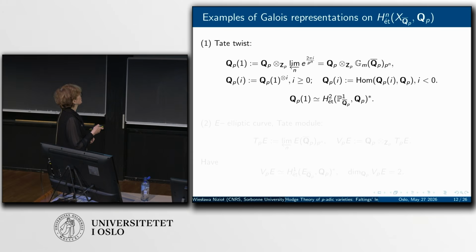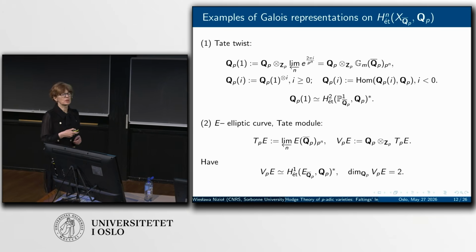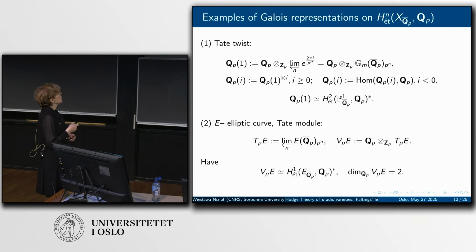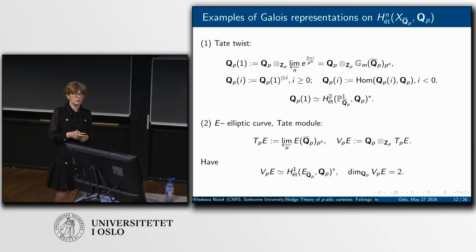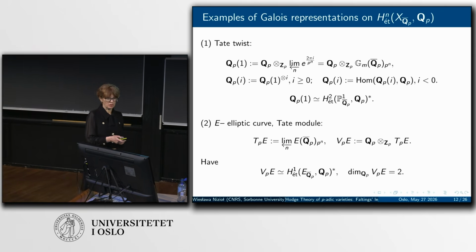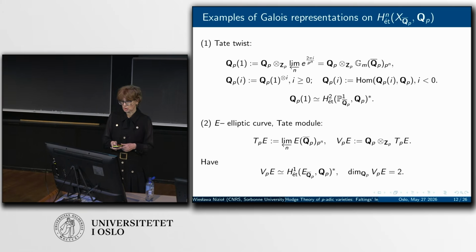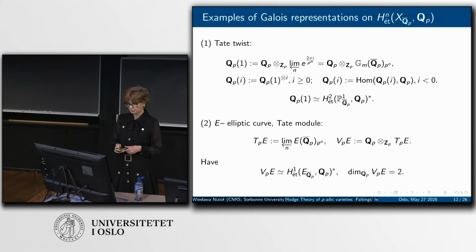Now, if you look at elliptic curves, you can do something similar. You look at the Tate module. So you look at p^n torsion points of your elliptic curve. Now you have an action on that, as you have seen before. We get a two-dimensional representation. And this representation again has cohomological nature, namely it is the dual of H^1 étale of these elliptic curves with values in Q_p. So both of these familiar representations, which you have seen before, arise from étale cohomology.